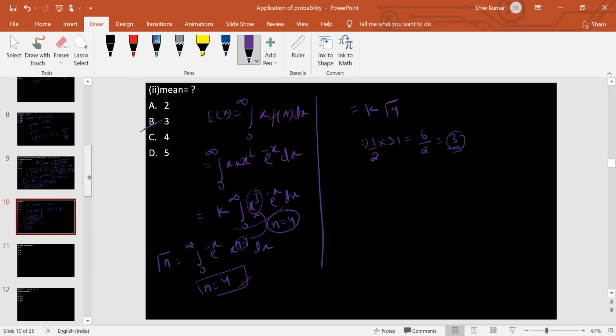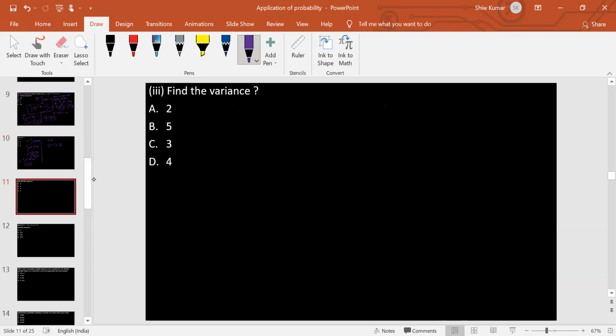Similarly, if I go to another question, we have to find the variance of this one. So the variance of this function is the integral from 0 to infinity of x square into f of x dx, minus the integral from 0 to infinity of x into f of x dx, the whole square. And this one we know is the mean. The mean value we have already got, 3 square. You only need to find the value of the first one.